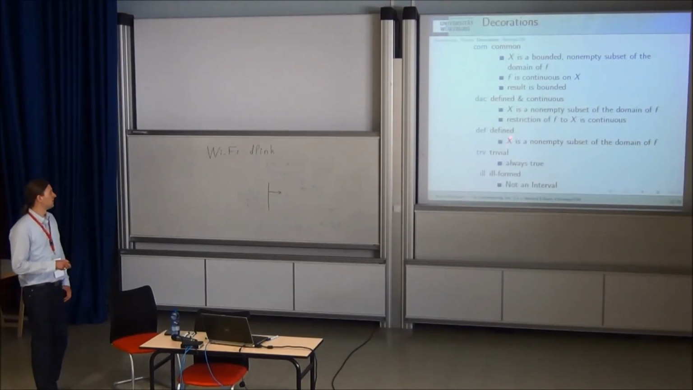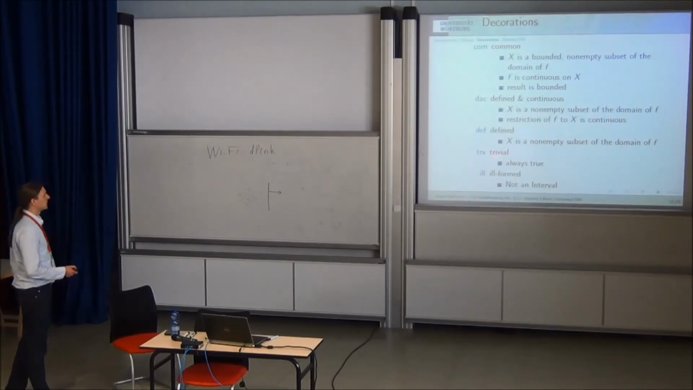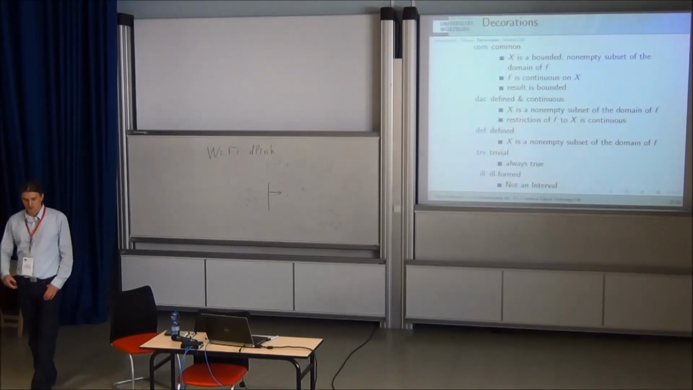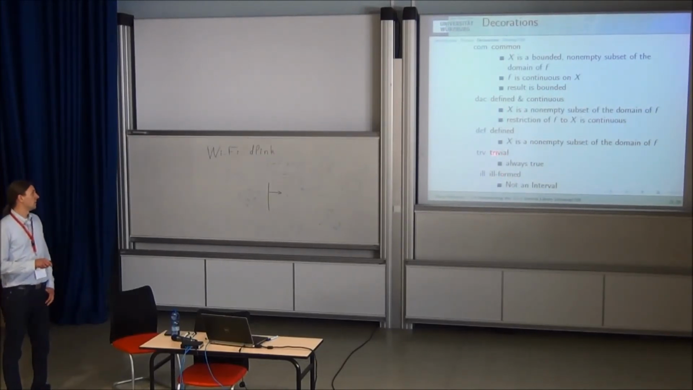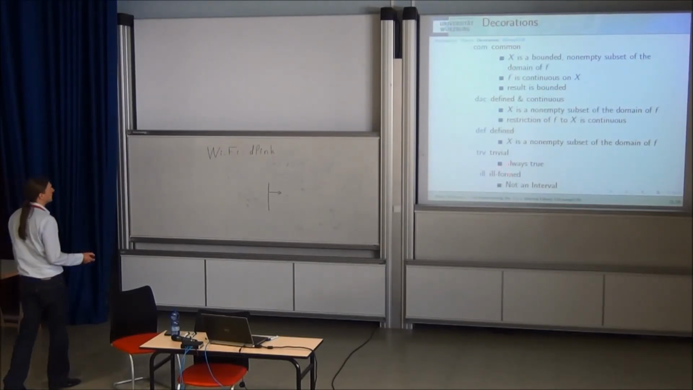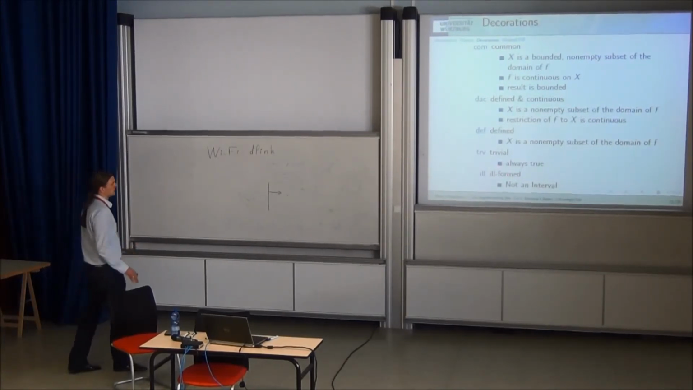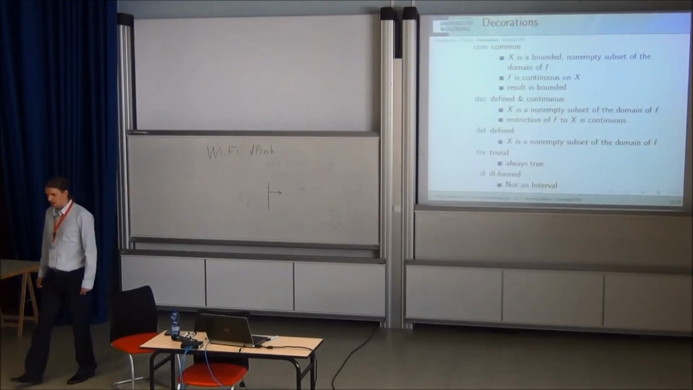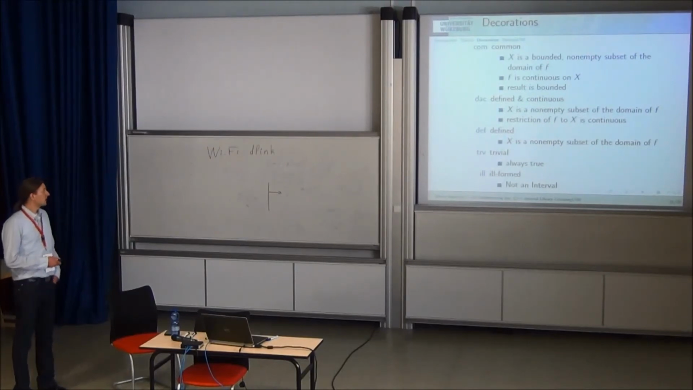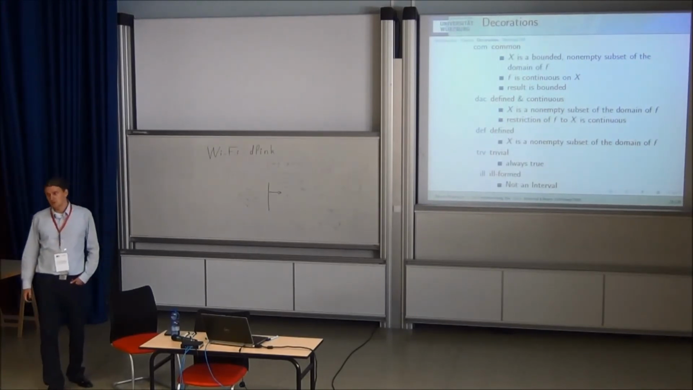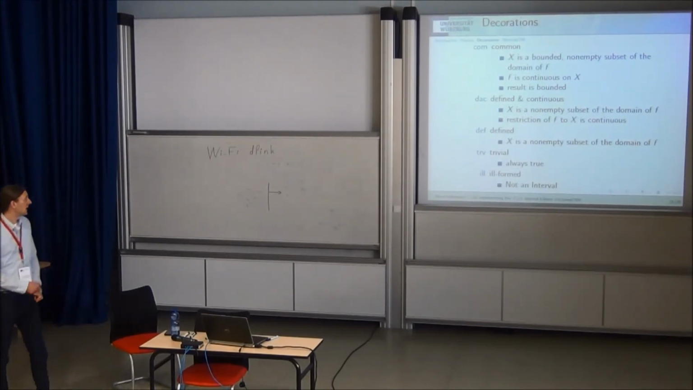Then we have defined, which means that x is a non-empty subset of the domain of f, so it's defined on f, nothing more. And then we have trivial, which means it's always true. And the 5th one is ill-formed, which means it's not an interval which could be generated during the creation of an interval. These are the 5 decorations. In a library, it's easy to implement with an enumeration or something else.